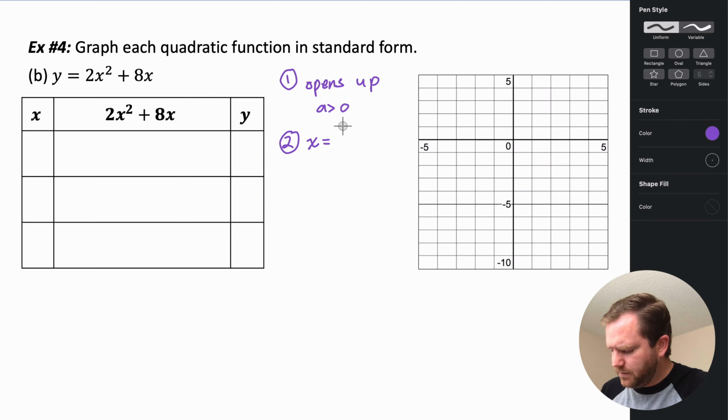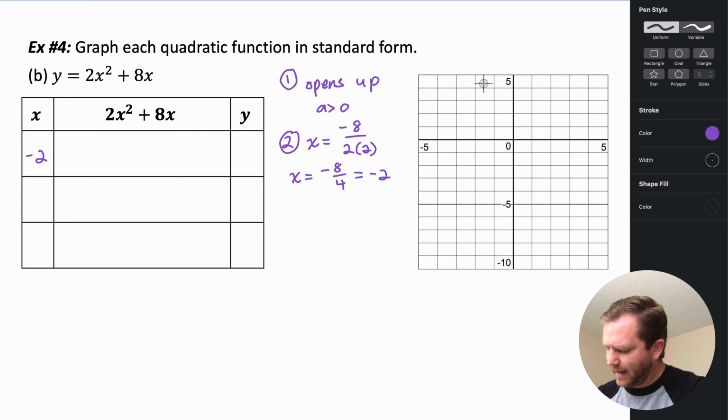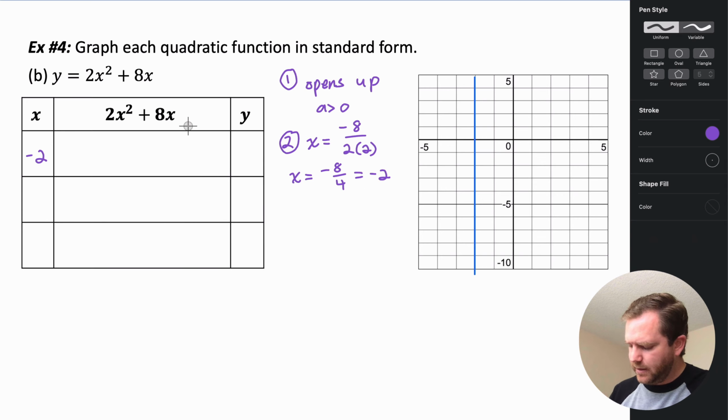So it's the opposite of b, so the opposite of 8, over 2 times a, which is 2. So that's x equals -8 over 4, which is -2. So -2 is going to be our axis of symmetry here. So I'll draw that again in blue here at x equals -2. And then plug it back in to get your y coordinate.